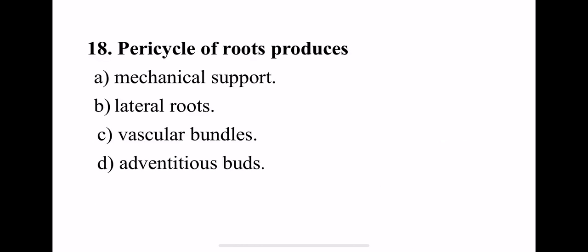Next is the pericycle of roots. It does not give mechanical support. It produces lateral roots, vascular cambium, and adventitious roots. If you remember the morphology of flowering plants, I had explained that lateral roots are the roots which are produced from the pericycle.